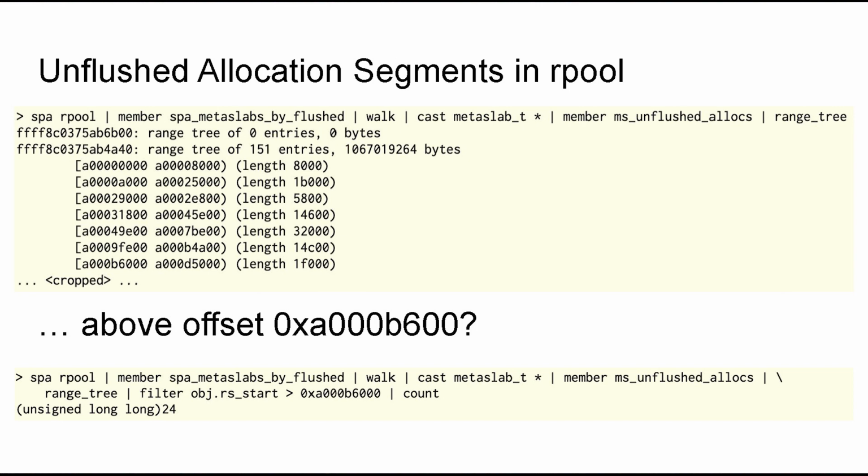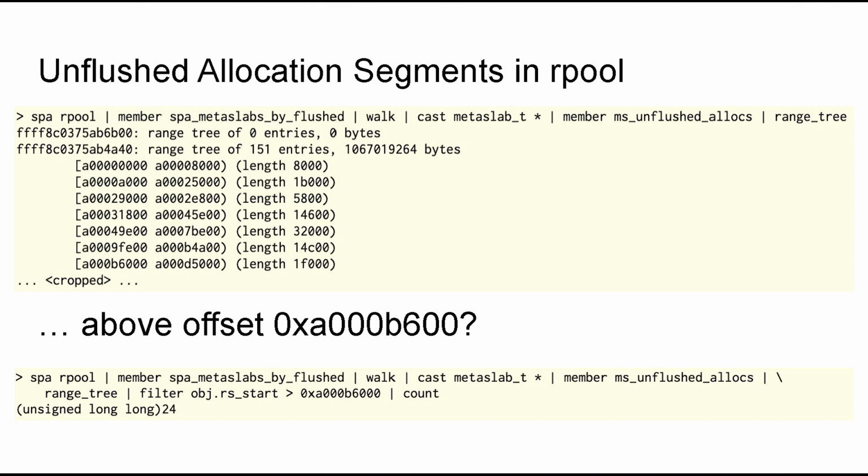And what's again cool about this is that range tree is not just a pretty printer. You can actually continue the pipe from there and say, okay, from these segments, how many are above this offset? So you use the filter command at the end, and you're saying, okay, I want rs_start, range segment start, to be bigger than this value, and then you count them.